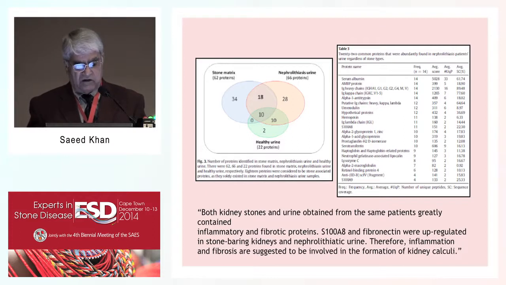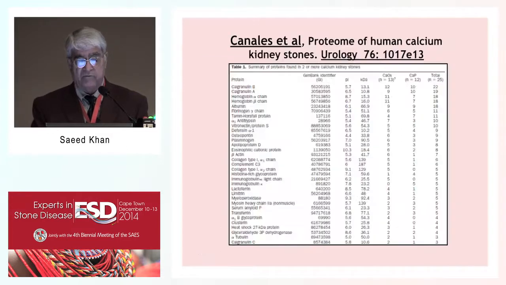Their conclusion was that both kidney stones and urine obtained from the same patients greatly contained inflammatory and fibrotic proteins. Fibronectin and S100A8, I think, were upregulated in stone-bearing kidneys and nephrolithiasis urines. Therefore, inflammation and fibrosis are suggested to be involved in the formation of kidney calculi.